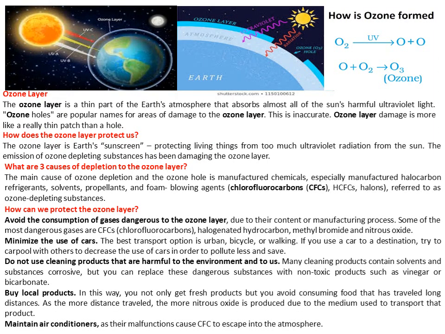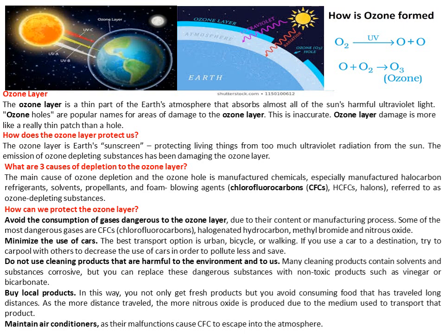Now, the next topic: the ozone layer. How is ozone formed? Ozone's molecular formula is O3, meaning three oxygen atoms. Now look here: O2, with this arrow representing ultraviolet ray, splits into oxygen plus oxygen. To form ozone, one single oxygen atom reacts with an O2 molecule, and they form O3, ozone.